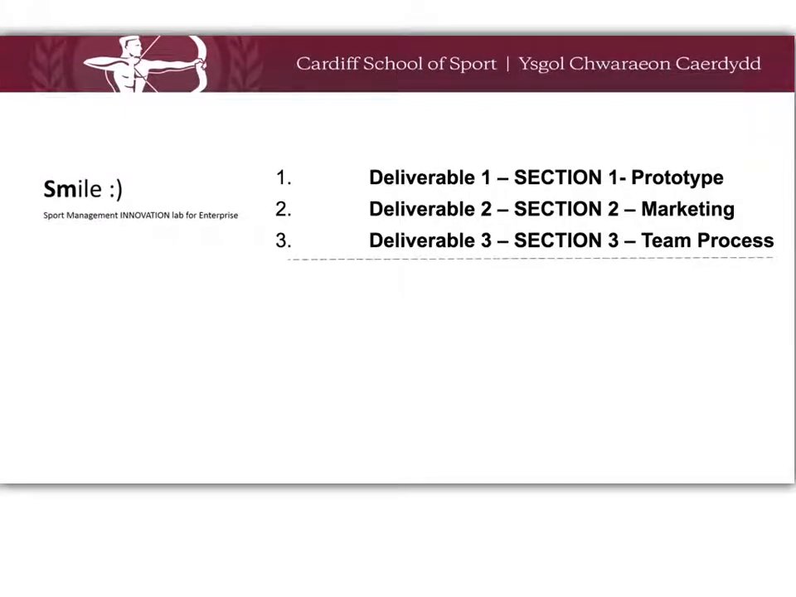So, to outline clearly the three key sections required for this submission. Section 1, the prototype section, will link to the deliverable 1 we've been working towards. Section 2 will be your marketing and promotional plans and services. And Section 3 will be a small section outlining the team process.